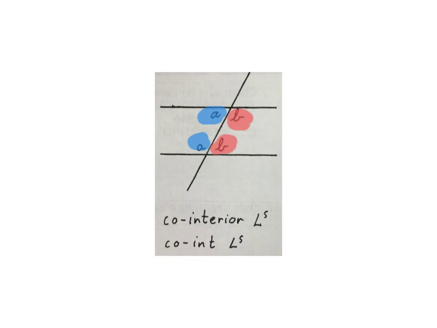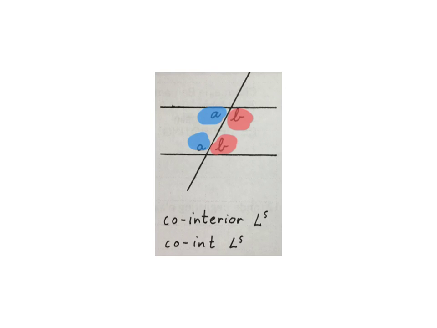The last group you're going to work with of the three today is co-interior angles. Again, it's the letters that are the same that form a set of co-interior angles. So this B and this B, the red ones, is a set of co-interior angles. And this blue set is a set of co-interior angles. The writing is co-interior and the abbreviation is very much the same.